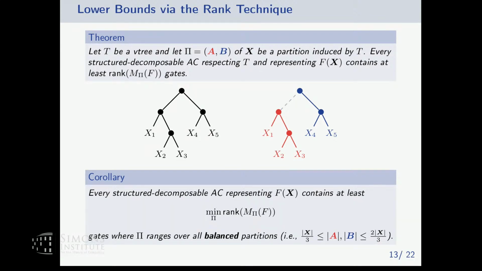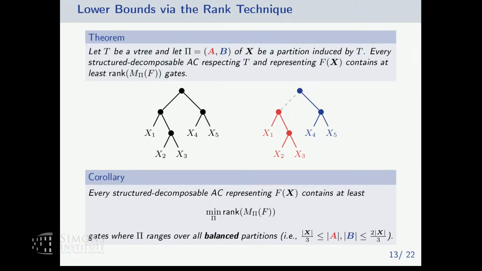So in part, a corollary is that if you don't fix the V-tree, you say, okay, I'm representing my function as a structured decomposable arithmetic circuit. I'm not telling you the V-tree, then I can say, okay, no problem. This thing is a lower bound on the number of gates you will need: the minimum over all the possible partitions of the rank, but we restrict to the partitions that are balanced. Meaning that you have at least 1/3 of the variables in the first part of the partition and also 1/3 of the variables in the second part. You can always find a balanced partition for any V-tree.